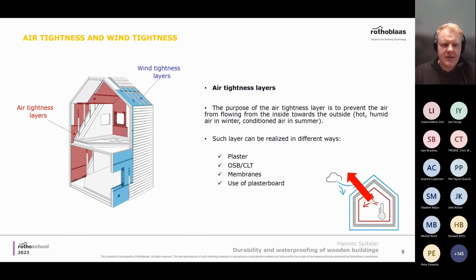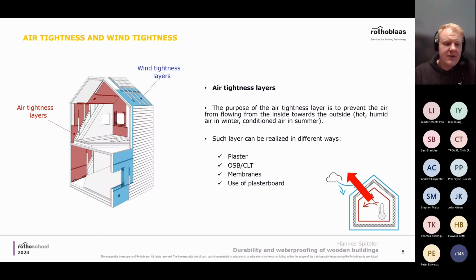So we have the air tightness and the wind tightness, and in between those we have all the installations, all the building materials, so all the studs and the construction itself. So the air tightness is basically the inside layer, which can be done via plaster or OSB boards, CLT itself with membranes, or some kind of plasterboards which have an air tightness behavior. And those layers prevent any, as the name says, air from flowing from the inside towards the outside.